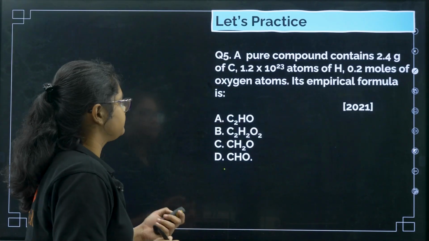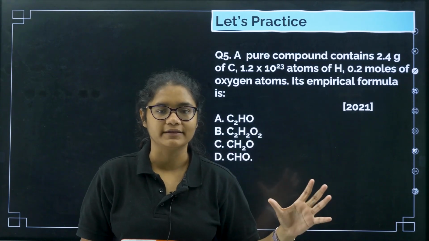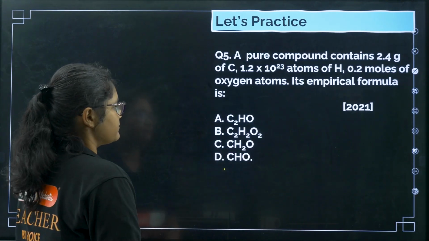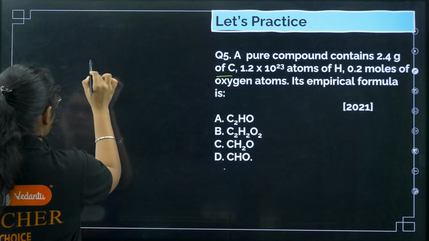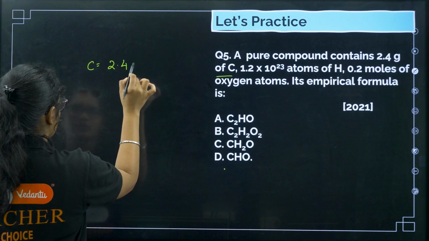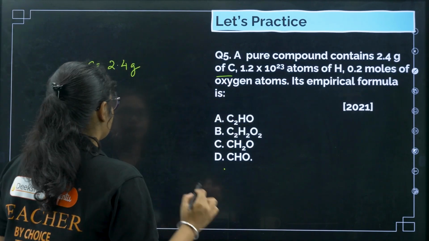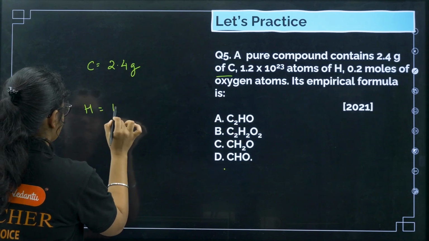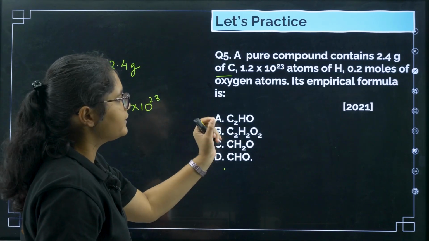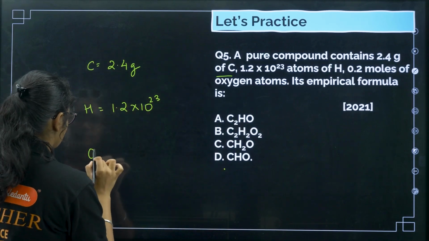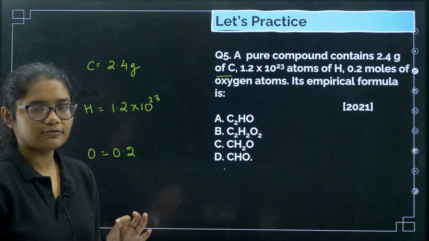Okay, fine. Now this is a question to calculate how to find the empirical formula. So now you see, a pure compound contains 2.4 gram of carbon. Okay, fine. Next, 1.2 into 10 to the power of 23 atoms of hydrogen. Okay, that is also fine. Next, 0.2 moles of oxygen. Right? What is the empirical formula here?